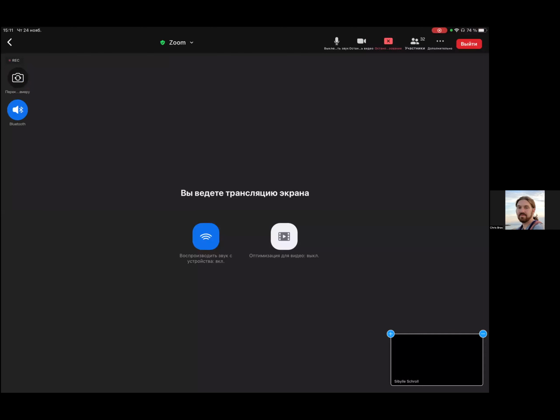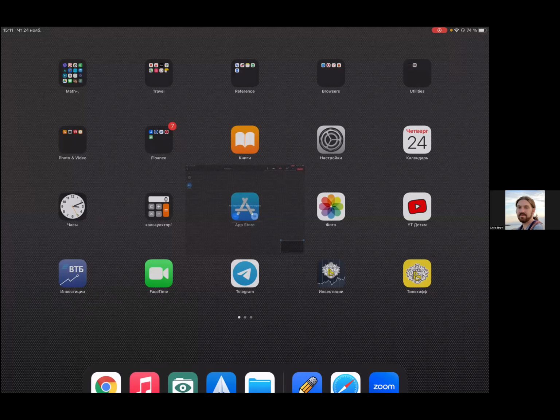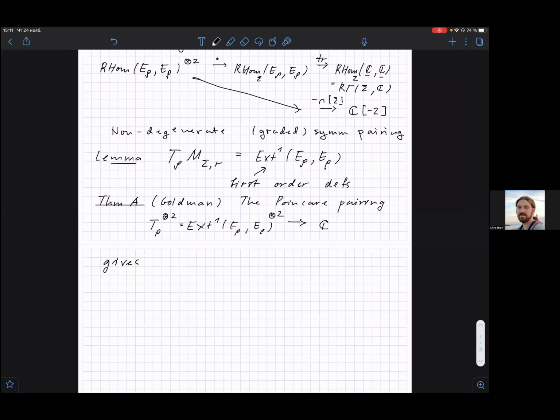I think your screen sharing, Chris, your screen sharing just stopped. Stopped? Yeah, I accidentally closed the screen. Let me try again. Okay, so this Poincare pairing gives. Is it working again? It's coming. There's a little bit of a lag, but now it's here. No, we can see. Okay.